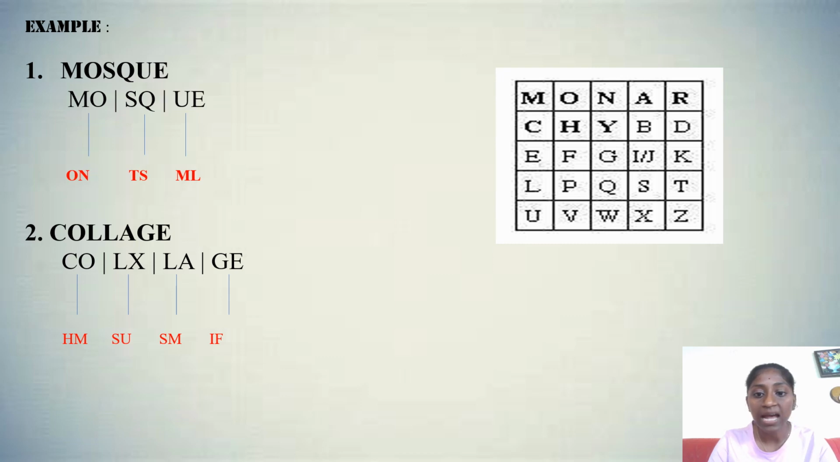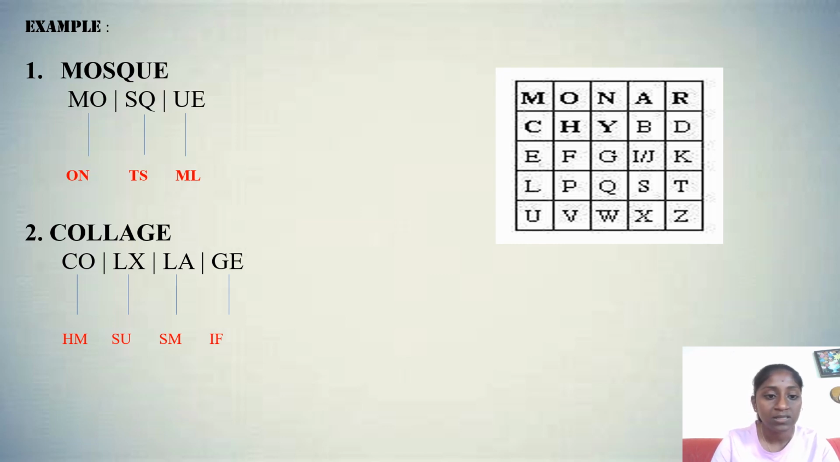Then comes S and Q. Even here they are present in the same row, thereby they are wrapped with the neighboring one. S is wrapped with T, and the letter Q is wrapped with S. UE. U and E, they are present in the same column. Thereby, U is wrapped with M. U is the last letter, thereby it makes a cycle. U is wrapped with M, and then E is wrapped with L.